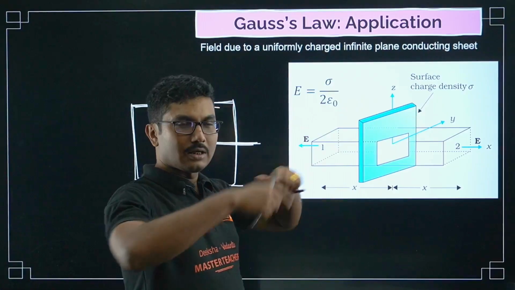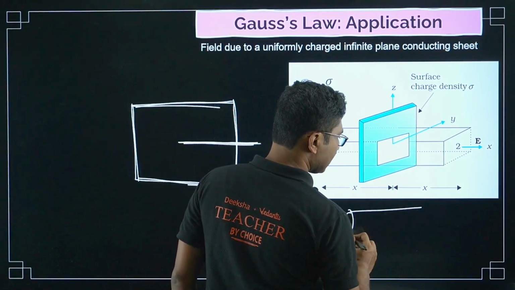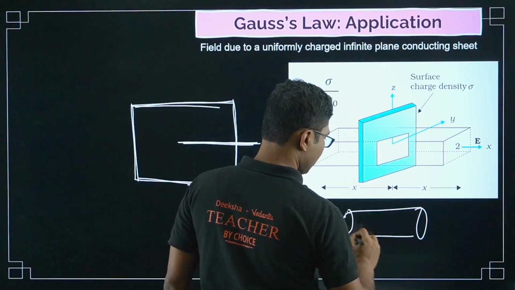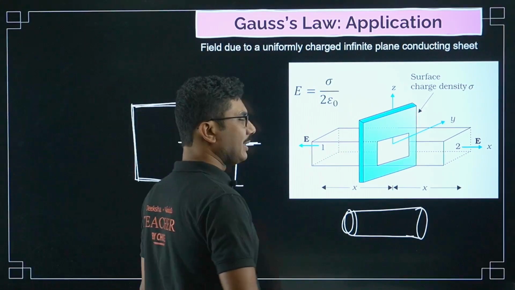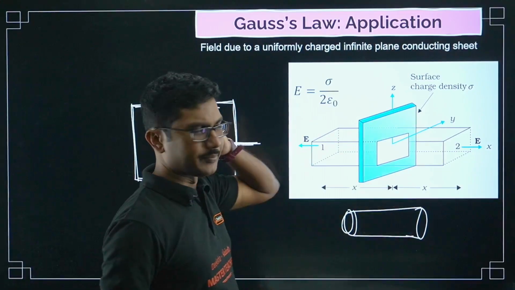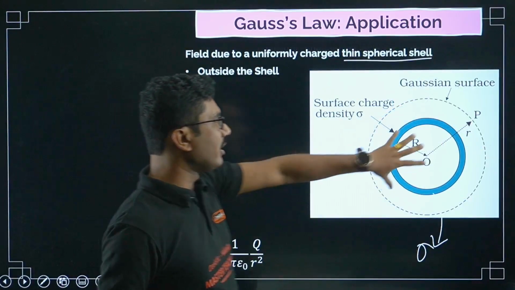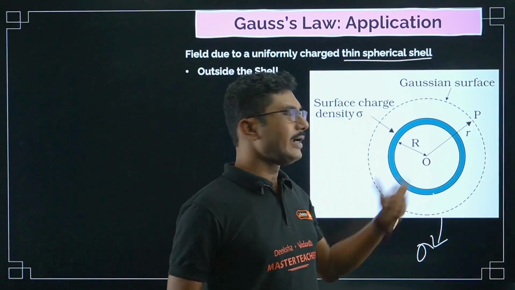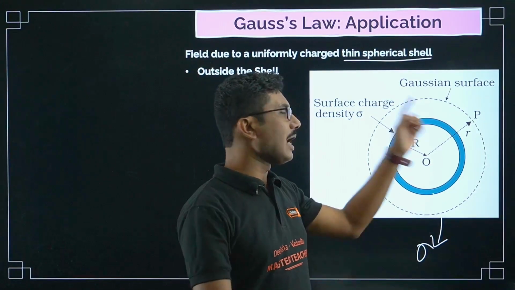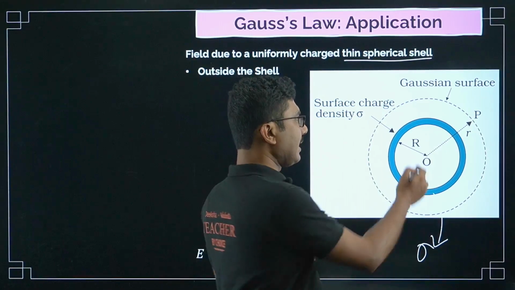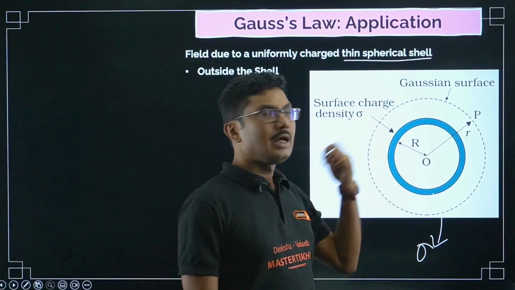You can consider cylindrical surface areas as well, it does not matter. It is called a Gaussian pillbox. This shape is called a Gaussian pillbox. This is also fine. But in this case, because it's already a sphere, the closest, most symmetrical object will be another sphere. And in this case, the center of the sphere should be the same as the original shell.